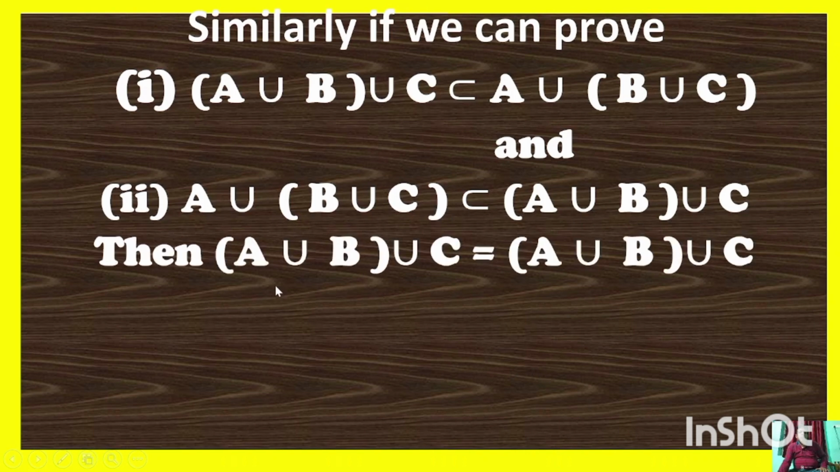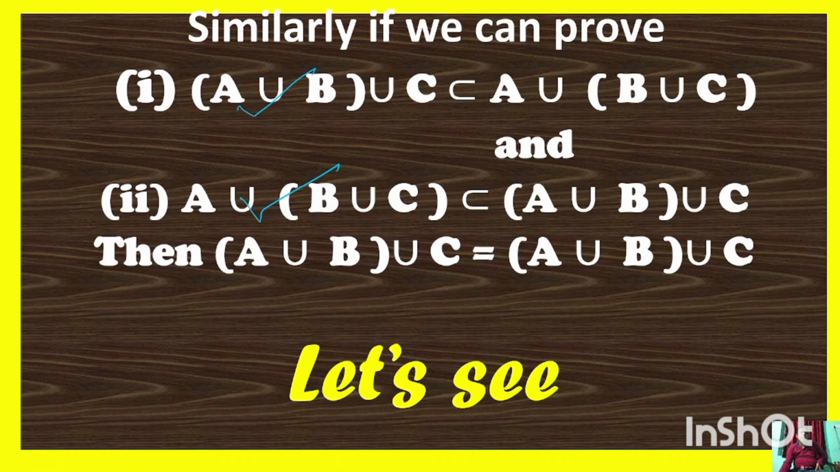then you can prove (A union B) union C is equal to A union (B union C). It means using the property method, these two conditions we have to verify. If these two conditions are verified, then we can prove the associative law, that set union obeys the associative property, right? So let's see how.